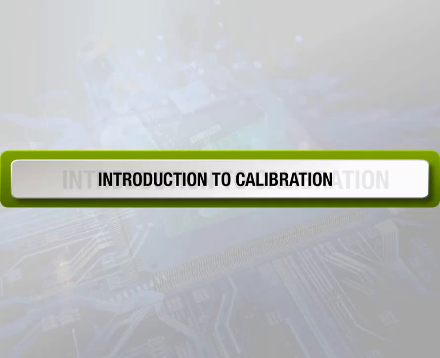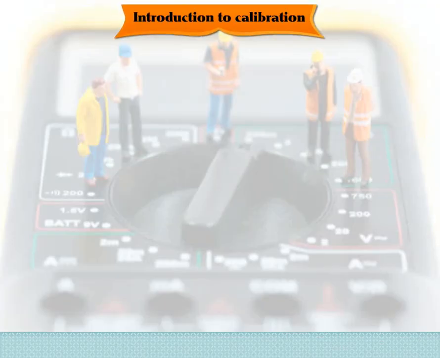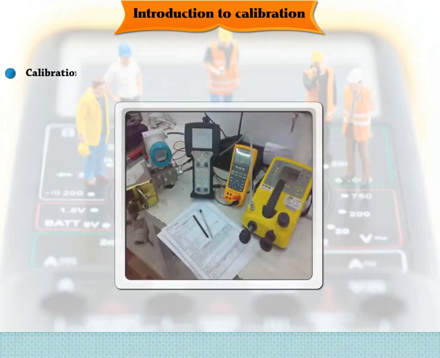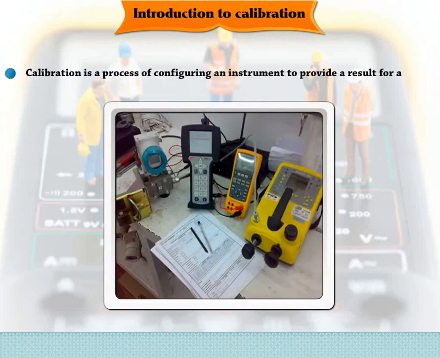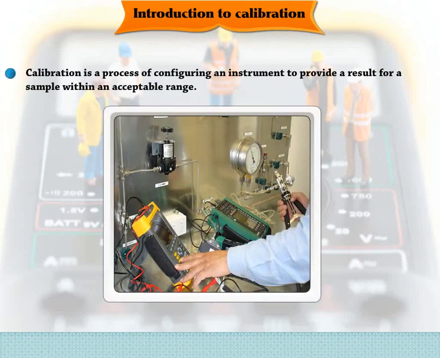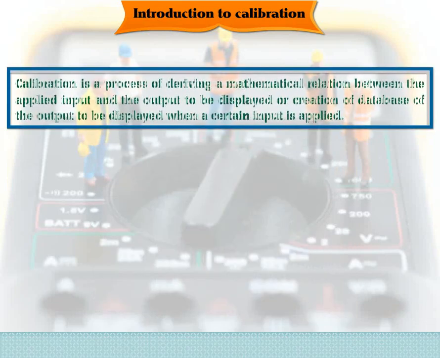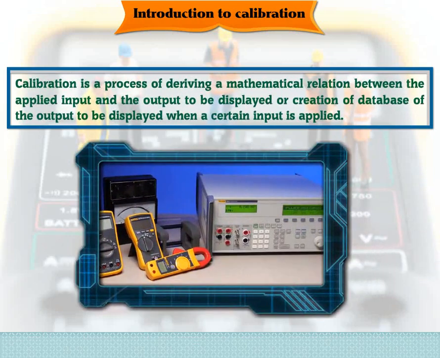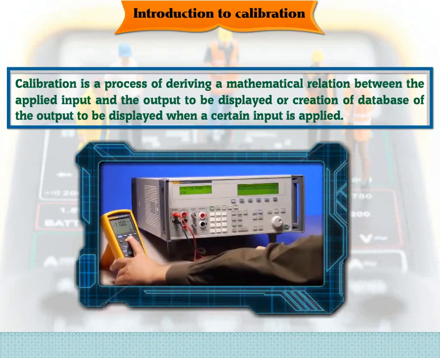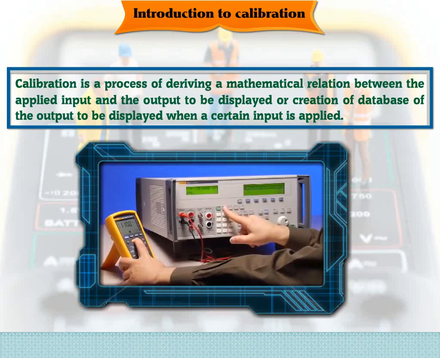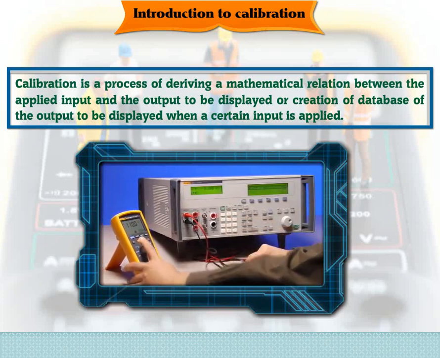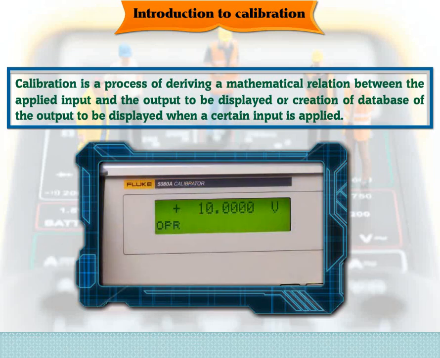Introduction to calibration. In this video, we are going to see about introduction to calibration. Calibration is a process of configuring an instrument to provide a result for a sample within an acceptable range. Calibration is a process of deriving a mathematical relation between the applied input and the output to be displayed, or creation of a database of the output to be displayed when a certain input is applied.